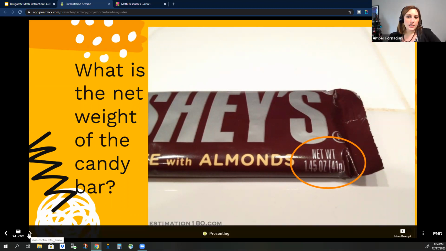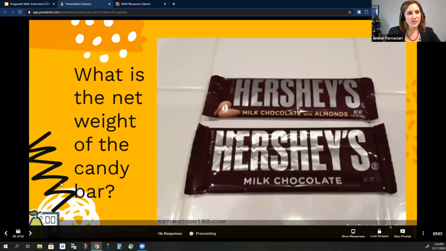So what I love about Estimation 180 is that the reason it's called 180 is because theoretically in the K-12 world, you have 180 teaching days, and for most people you do. So he has developed one of these for every single teaching day. So what is the net weight of this candy bar? If you know that this one is 1.45 ounces, how many ounces do you think this one is? I'll give you a couple seconds to respond.